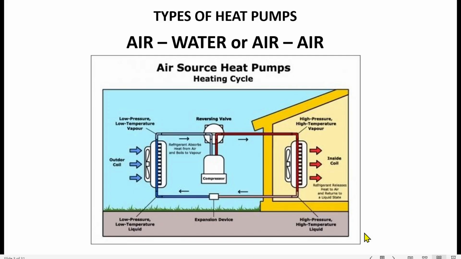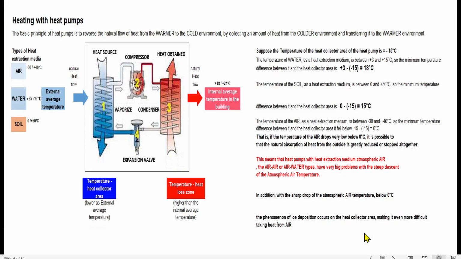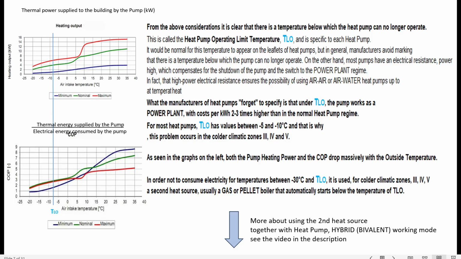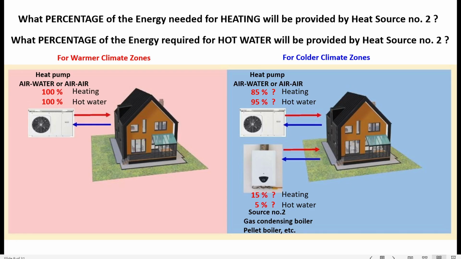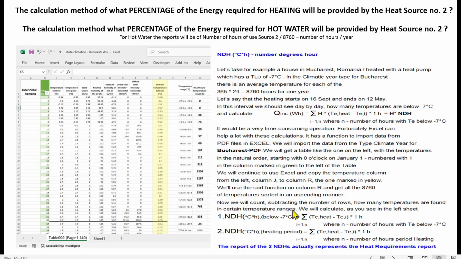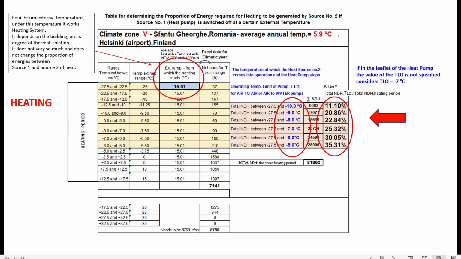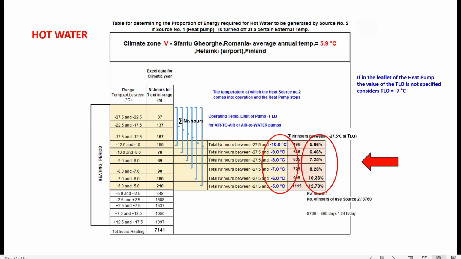We will see how many types of heat pumps exist and why heat pumps of type air to air or air to water need to be doubled with another heat source. What does pump operating limit temperature mean? Which are the world's climate zones? Where does the heat pump need to be doubled, and where will an electrical resistor inside the heat pump be used? We will see what percentages of the total energy needed for heating and hot water are produced by the heat pump and which are produced by the second heat source.